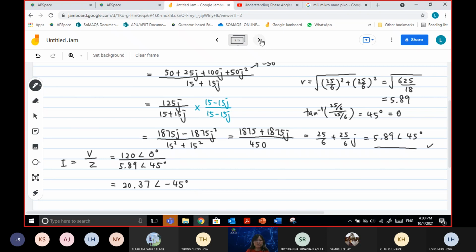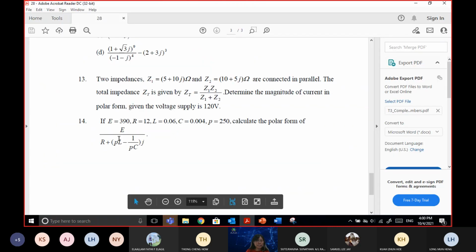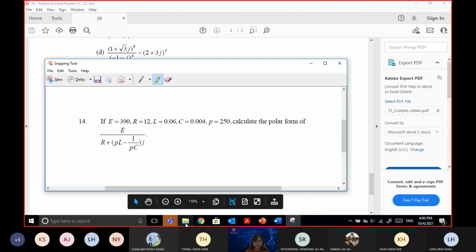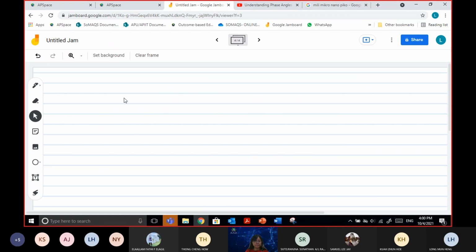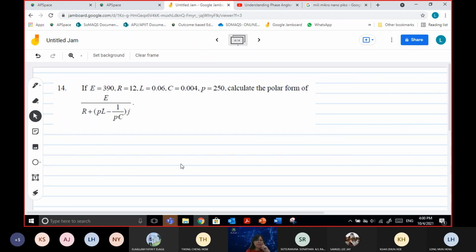Okay, then next, the last question. Last question is 14. You are given E is 390, R is 112, L is 0.06, C is 0.004, P is 250. You are asked to calculate the polar form of this.